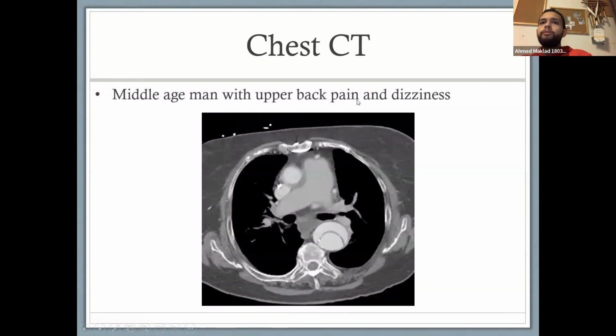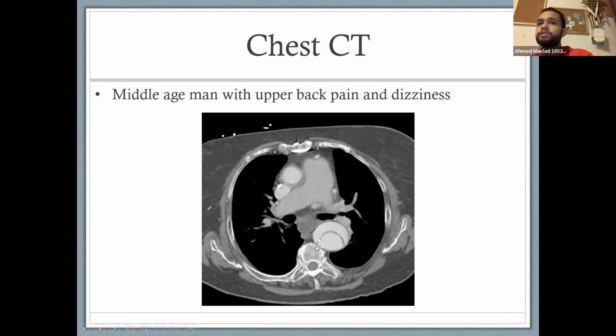Middle-aged man with upper back pain and dizziness. What do you guys think is going on? Aortic dissection. That's great. As I said, this is the pulmonary trunk, or the pulmonary artery, right? And then you have the what? What is this?